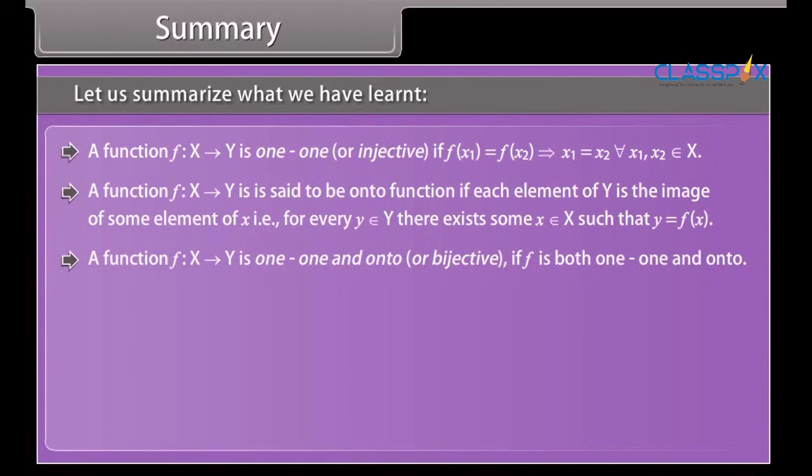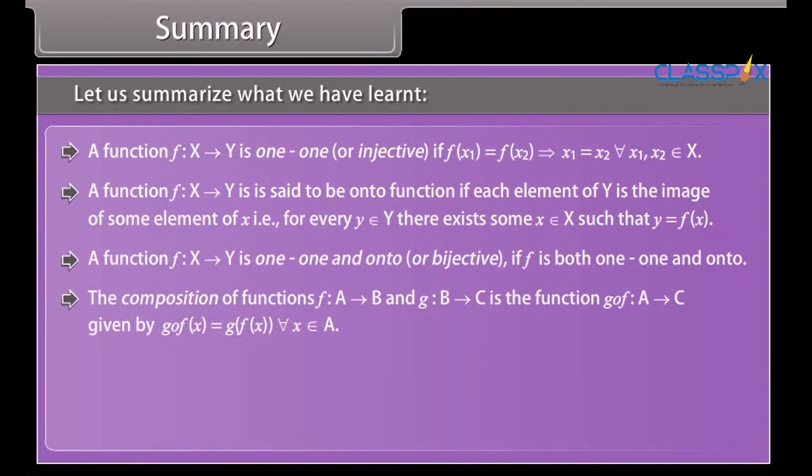A function f from X to Y is one-one and onto or bijective if f is both one-one and onto. The composition of functions f from A to B and g from B to C is the function g of f from A to C given by (g of f)(x) is equal to g(f(x)) for each x belongs to A.